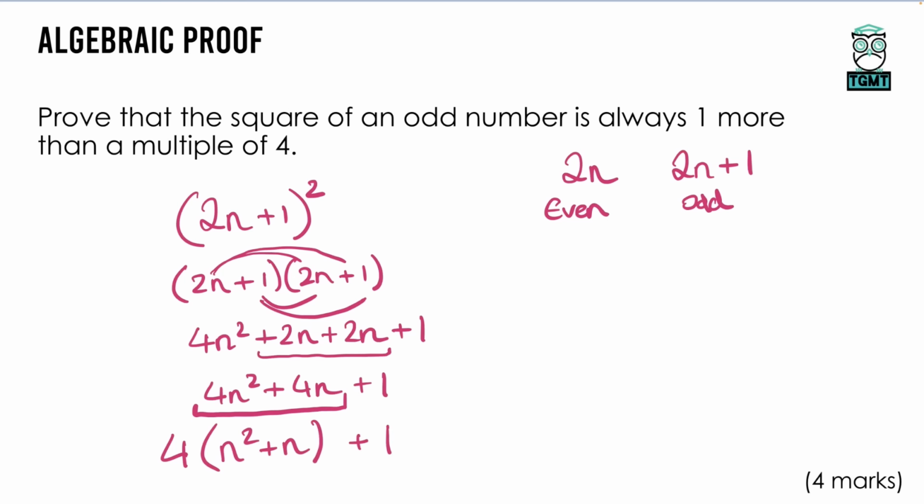Now that there shows that whatever number we choose for n, you put it into that bracket, whatever we get out, we're going to multiply it by 4, which gives us a multiple of 4, and then we're going to add 1 right at the end. So it's always going to be a multiple of 4, but with 1 added on right in the last step. And there we go, there's our proof for that question. You can always write some words along with it, just to say it's always multiplied by 4, and then 1 is added on at the end if you want, but you don't need to.